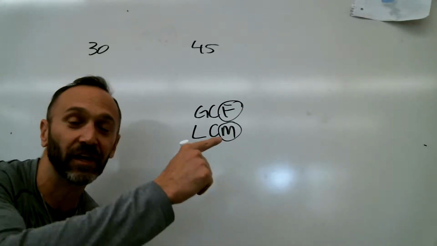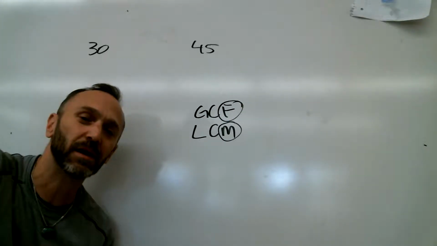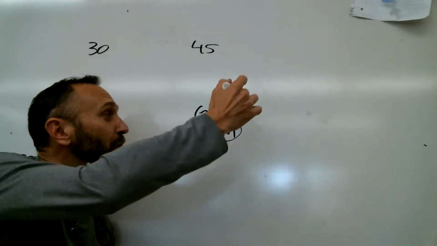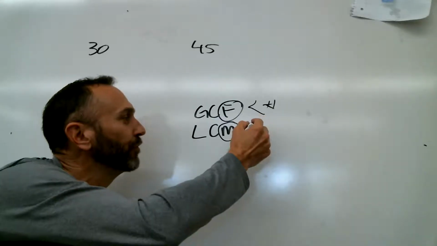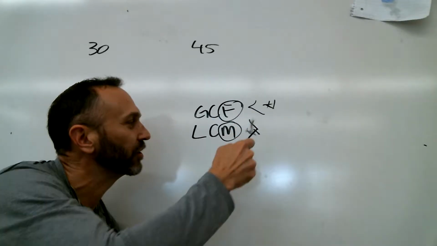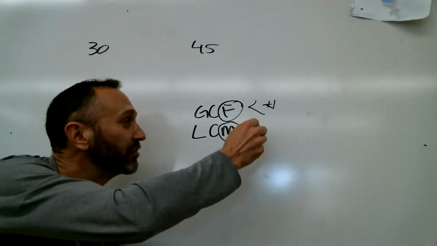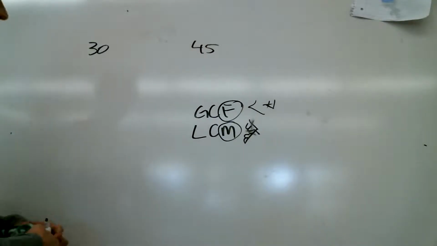Remember, factors, are they going to be smaller or equal to the number, or are they going to be bigger? I hope you said smaller. These are going to be smaller than the number. Multiples are always going to be bigger than the number. Alligator teeth eats the bigger one. So the multiples are going to be bigger. The factors are going to be smaller.